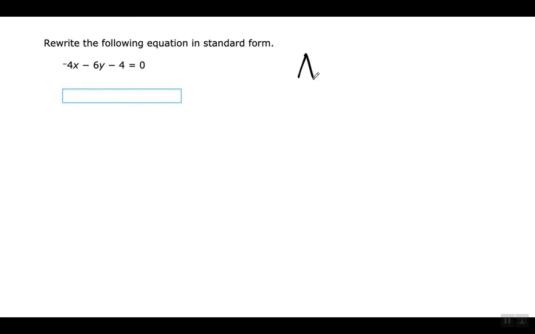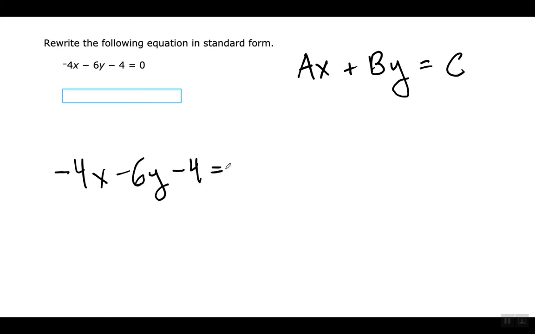So remember, to be in a standard form, it's got to look like this. All right, notice that C is the constant, the number that's just by itself with no variable. All right, so in this case, I got to move the negative 4 to the right in order to get it in this form. All right, so I'm going to move negative 4 to the right. Let me write it down here. I'm going to move negative 4 to the right by adding 4 to both sides of the equation.